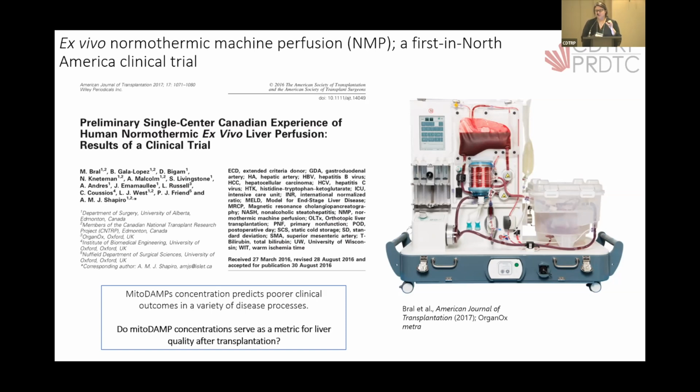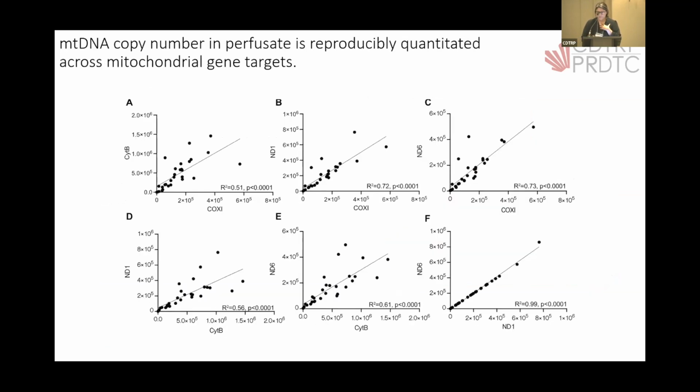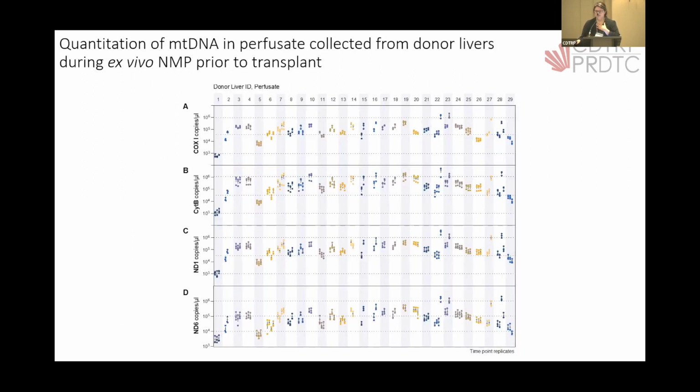So these were livers that were perfused and then transplanted. And so we asked first whether or not we could even quantify mitochondrial DAMPs within the perfusate and the bile collected during the study, and also whether or not this would correlate with some important clinical parameters. So here I'm just showing you correlation between our different mitogenes that we quantified, and as expected, they do correlate, and it's really not that exciting, but just verification.